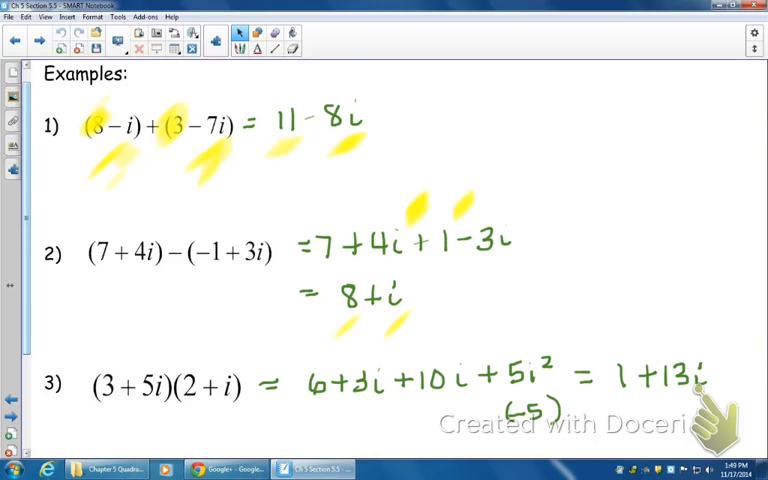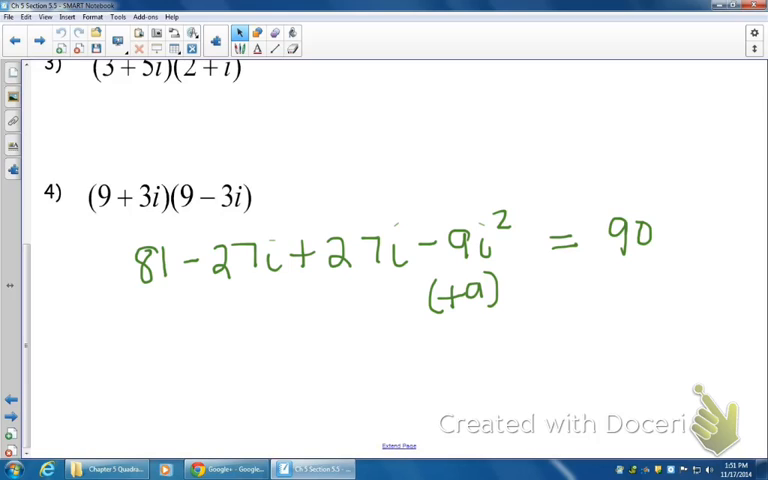Next, you FOIL. 6 plus 3i plus 10i plus 5i squared. So 5i squared changes to negative 5 because i squared is negative 1. 6 minus 5 is 1. And 3i plus 10i is 13i.